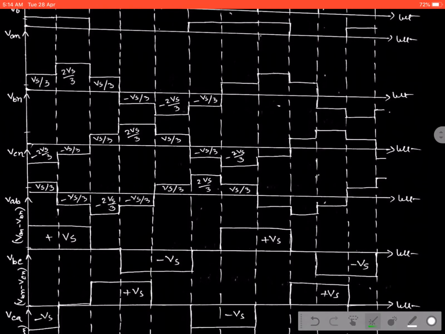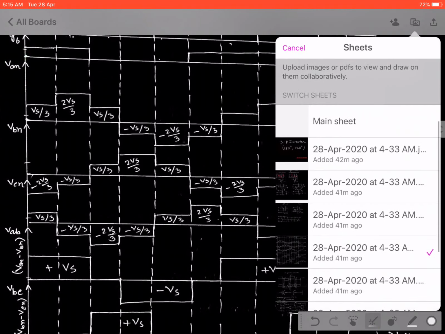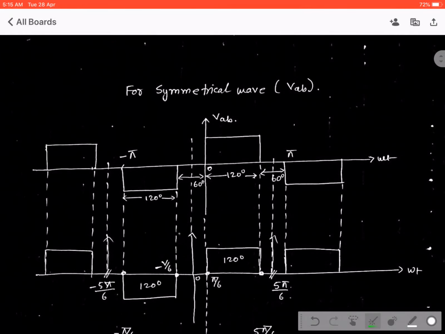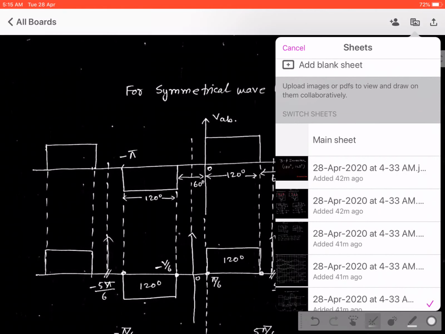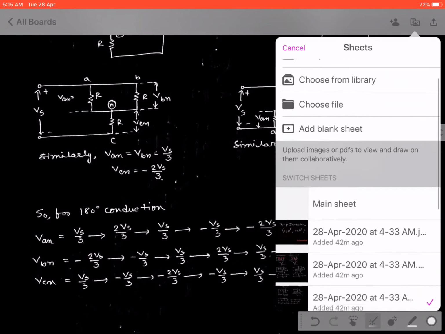As we know, all the values we have already defined before. Now think about VAN. Let me recall, what is VAN? During the 6 mode operation, I just explained before, VAN means this part. See, VAN, that means the first step started from Vs by 3, then 2 Vs by 3, then again Vs by 3, and now minus Vs by 3, again minus 2 Vs by 3 and minus Vs by 3. So the same thing should be reflected on the waveforms also, right?